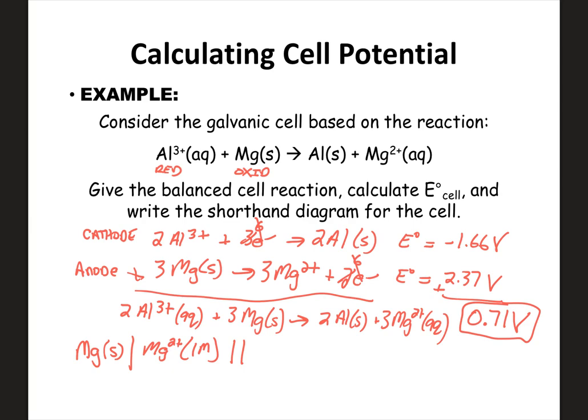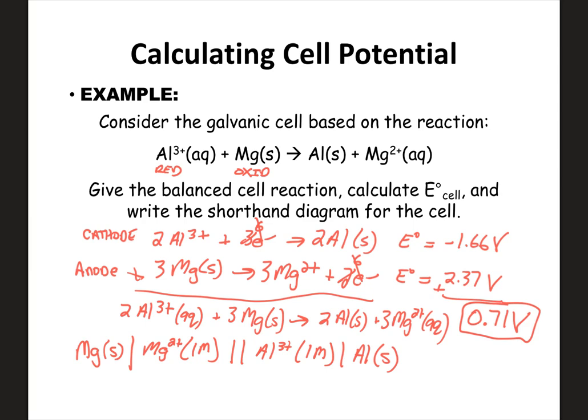Then you write your other solution here. So my other solution would be the Al3+. That's 1 molar as well, separated by the phase boundary. And then finally, you have your other solid here, your aluminum solid. Your anode is on the left, your cathode is on the right. You're flowing from anode to cathode, essentially. So we took care of everything that was asked here. We did the balanced cell reaction. We calculated the E naught of the cell, and we wrote the shorthand diagram or line notation.